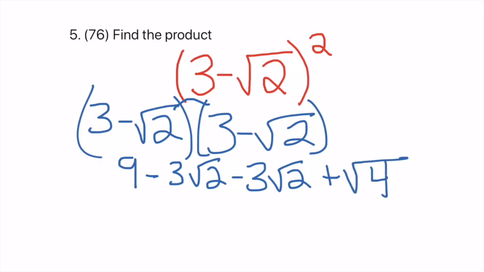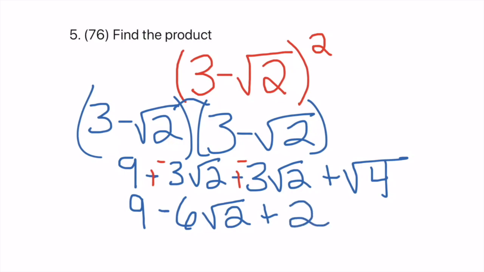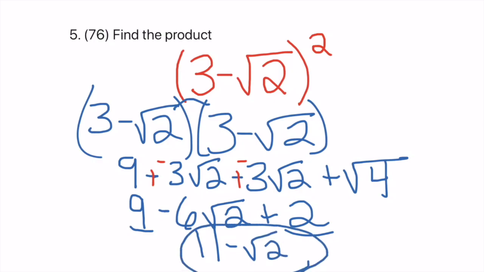And then we have -√2 times -√2, so that's +√4. Now I'm going to go through and simplify some things. We have 9, and then if you want to, you can go through and add a line, change a sign. So we really have a -3 √2 plus a -3 √2, which is a -6 √2, plus, and then the square root of 4 is 2. Now you can combine the 9 and the 2. 9 and 2 is 11 minus 6√2. Now you're done because there's absolutely nothing more you can combine.